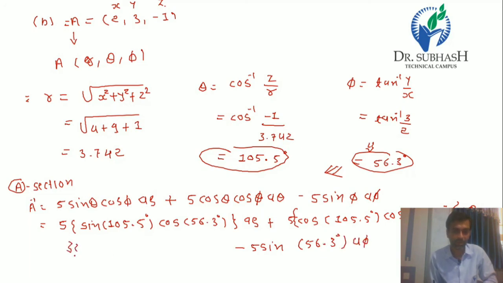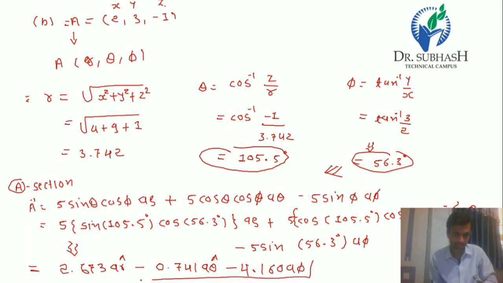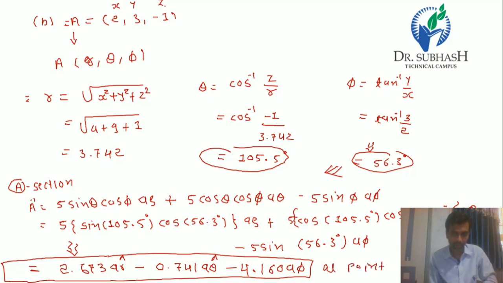If we evaluate it by putting the value of sine and cos, we get the final answer is 2.673 in AR direction minus 0.741 in A theta direction minus 4.160 in A phi direction. This is our final vector in the spherical coordinate system at point A, which is 2, 3 and minus 1.